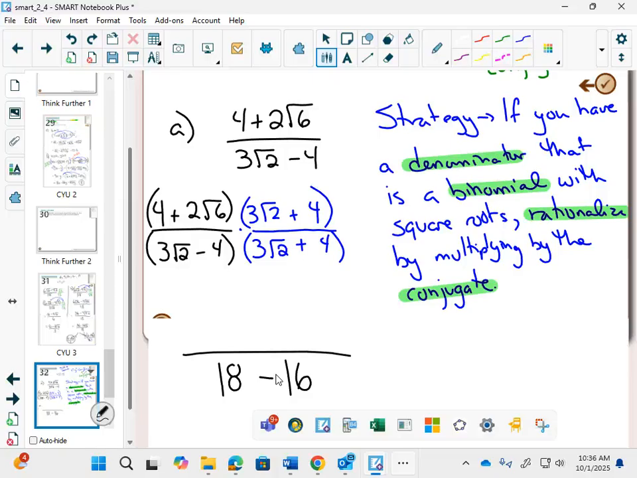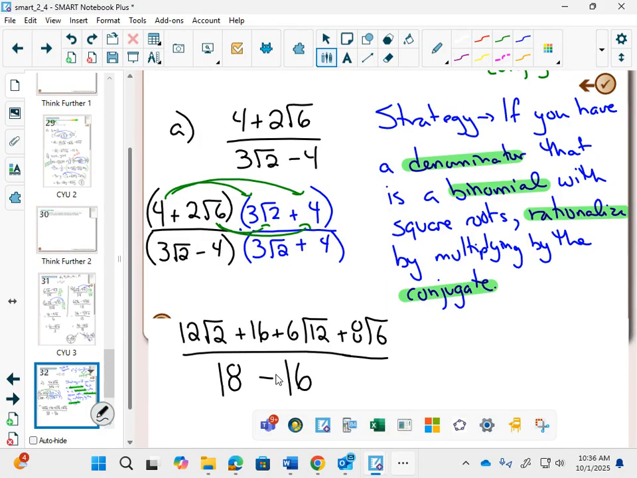On the top, you would have to distribute everything. Four times 3 root 2, 12 root 2s. 4 times 4, 16. 2 times 3 is 6. Root 6 times root 2 would be root 12. And 2 times 4 would be 8. And root 6 times the only root, so it'd just be 8 root 6.